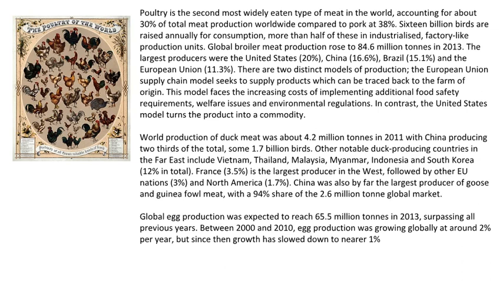Global egg production was expected to reach 65.5 million tons in 2013, surpassing all previous years. Between 2000 and 2010, egg production was growing globally at around 2% per year, but since then growth has slowed down to nearer 1%.